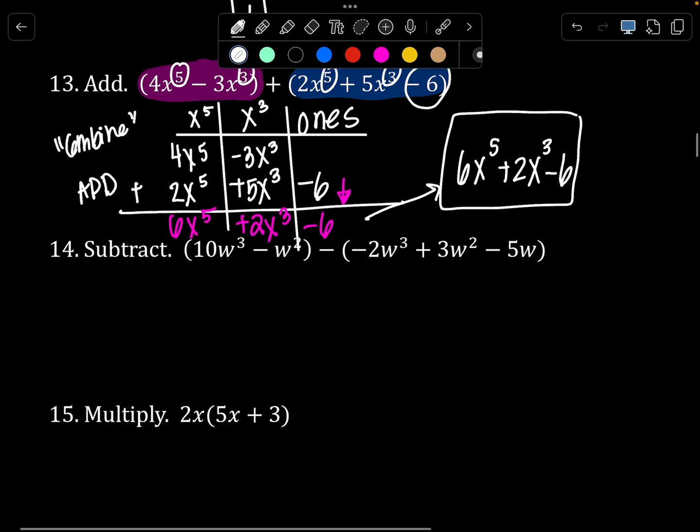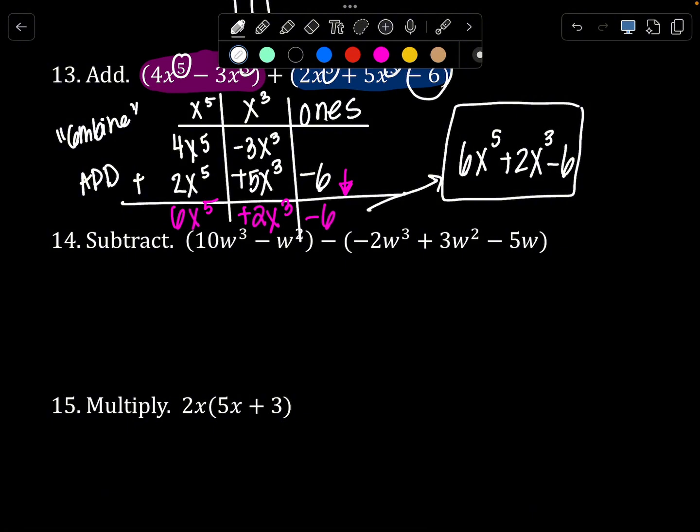Now we're going to go to number 14. It's subtraction. I always like to remind you guys, add by the opposite. So first you add, and then opposite, change signs. So add by the opposite, and then change the sign of all of these guys. There you go.